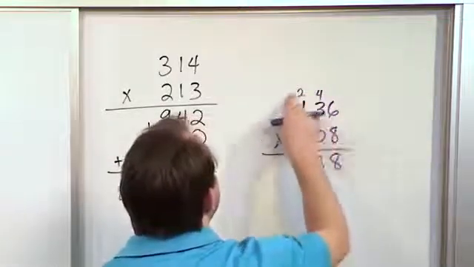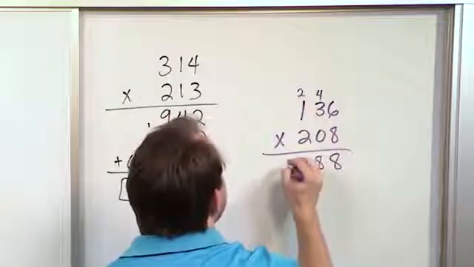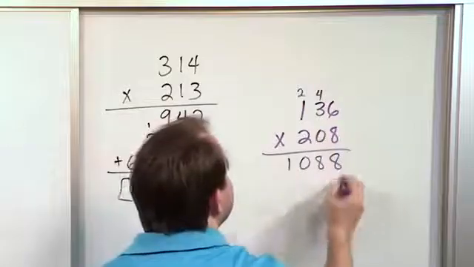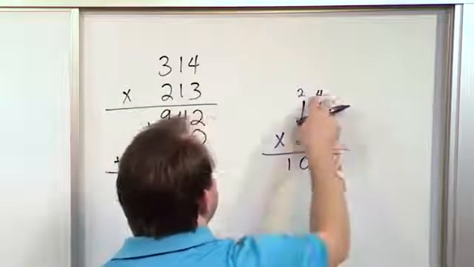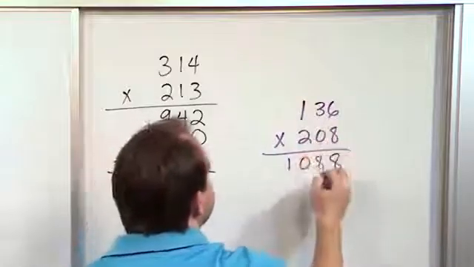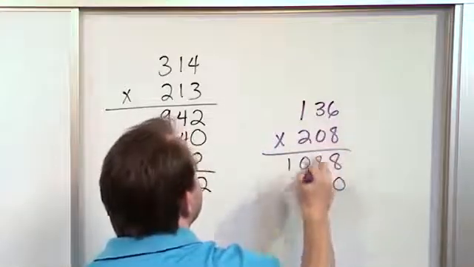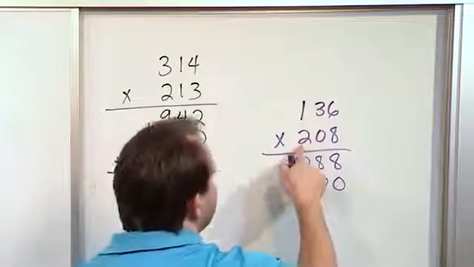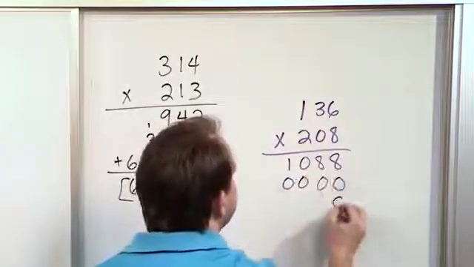8 times 1 is 8, plus 2 is 10. We can write the whole 10 here. We don't have anything else to carry. Now we drop to the next line and we add a 0, and we erase what we carried earlier. And we multiply by the 0. Now 0 times 6 is 0, 0 times 3 is 0, 0 times 1 is also 0, so we're basically done.